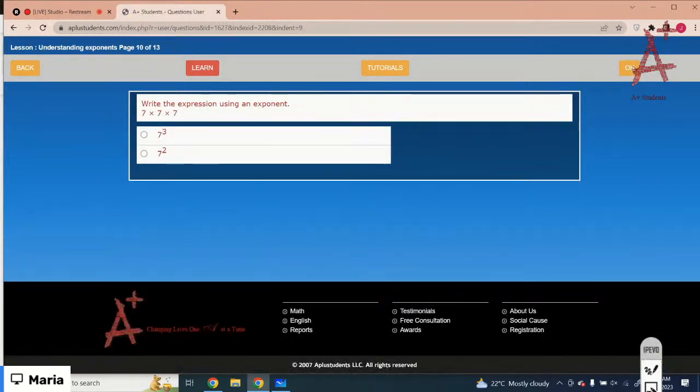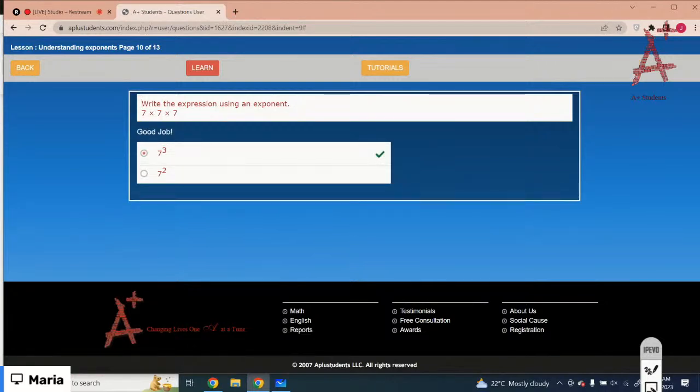Okay, write the expression using an exponent. So which option is the correct one? You have to do 7 times 7 times 7. So which is the correct option? That would be 7 cube. Option number 1 is the correct option. Just select the correct option, then click on the OK button.